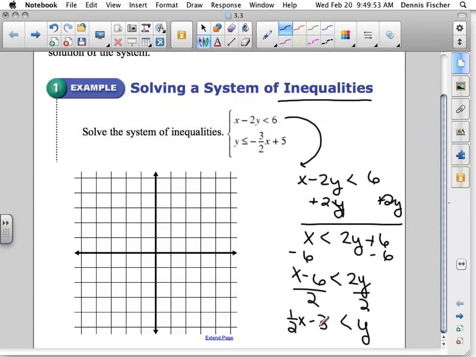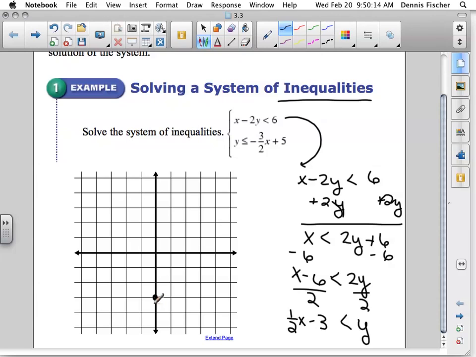Either one works here. Now what I'm going to do is graph these 2 equations. I'm going to start with this one down here. If I'm looking at this equation, it's in the form of mx plus b. My b is going to be negative 3. I'm going to start at negative 3, so I'm going to go down to negative 3 here and put a dot.